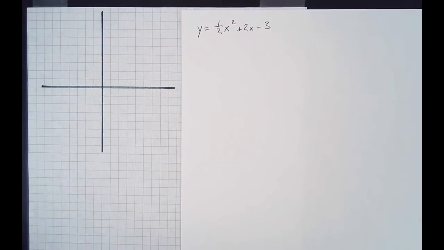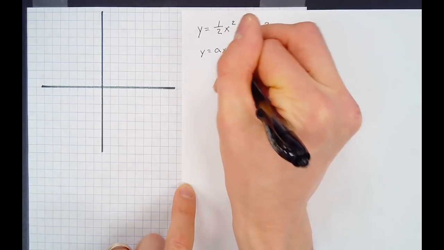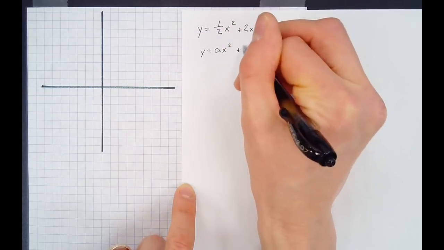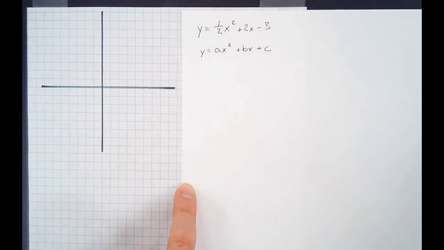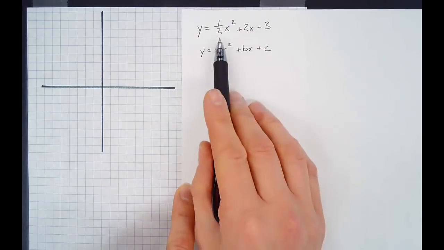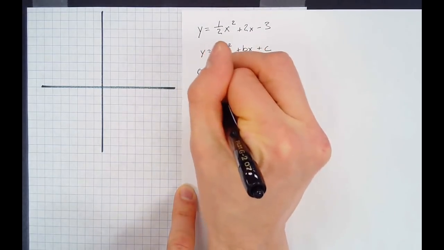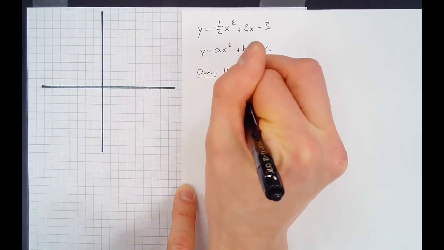Alright folks, for this particular video I want to show you how to graph a quadratic equation that is in standard form. So in standard form we're looking at an equation in the form y equals ax squared plus bx plus c. And all the things that we talked about with vertex form in regards to a still apply here. So since a is a positive value, this particular quadratic equation is going to open up.